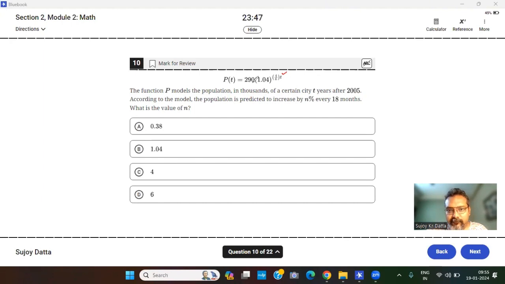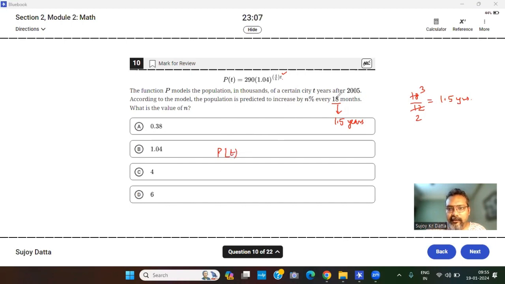So that means 1 year after 2005, the value would be 290 times 1.04 to the power 4 over 6. 2 years would be to the power 8 over 6, and so on. So T years after 2005, according to the model, the population is predicted to increase by n% every 18 months. So 18 months is 1.5 years, right? How do you get that? 18 over 12, because 12 months make a year. So that's 1.5 years. So if I had T as 1.5, what would have happened?